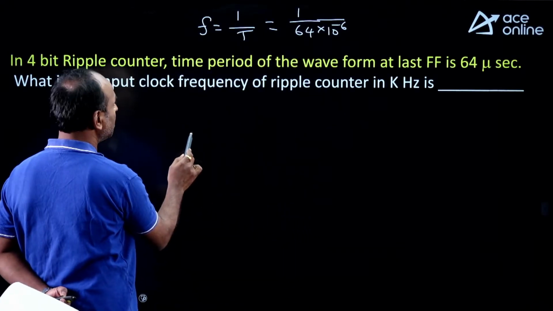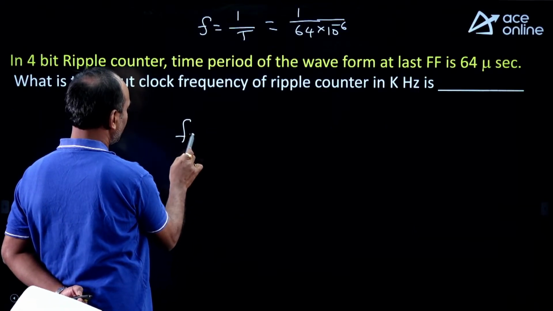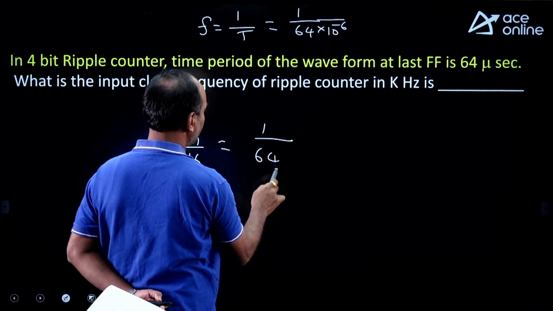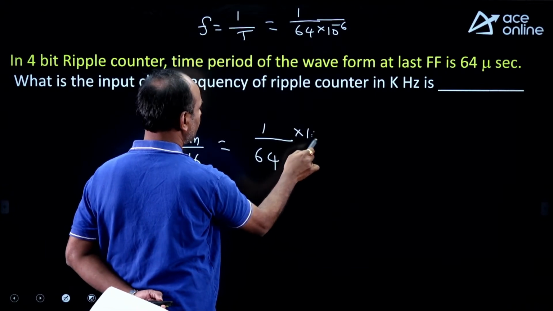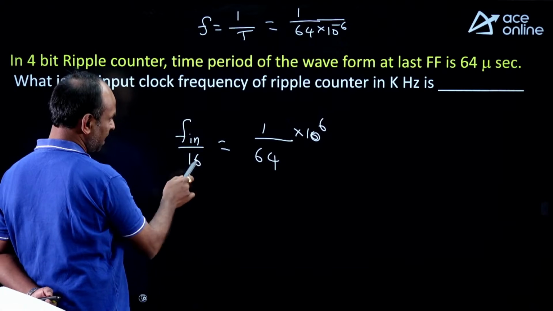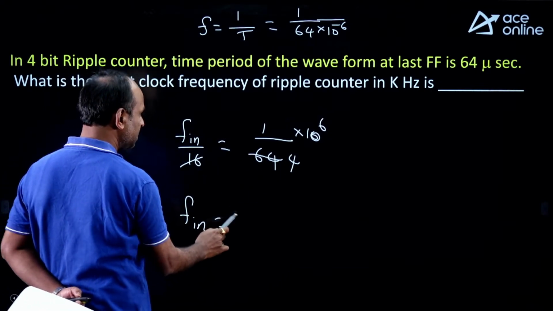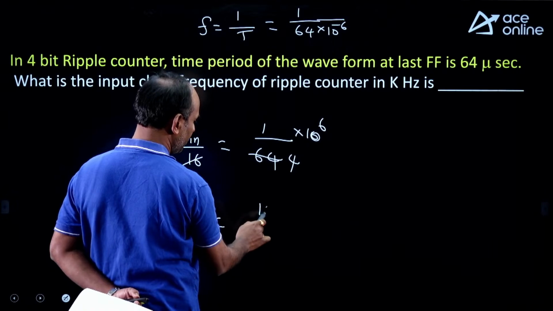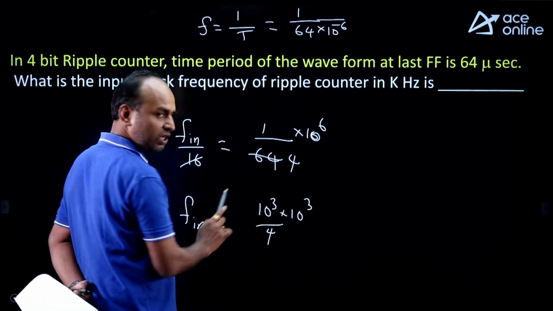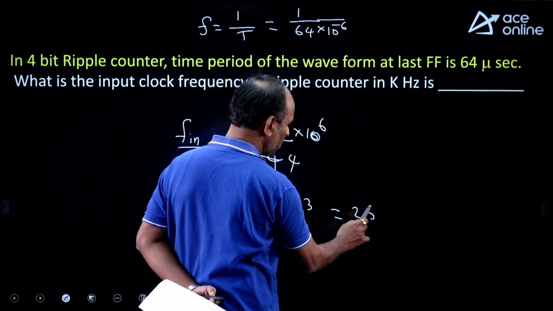So Fin by 16 equals, tell me, 1 by 64 into 10 power 6 in the numerator, 10 power 6 only. So 16 cancels with 64 by 4. So the clock input frequency equals 10 power 6 upon 4, which we can write as 10 power 3 times 10 power 3 upon 4. 10 power 3 is nothing but 1000. 1000 by 4 equals 250.